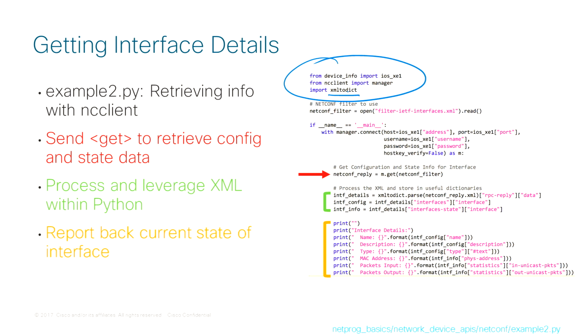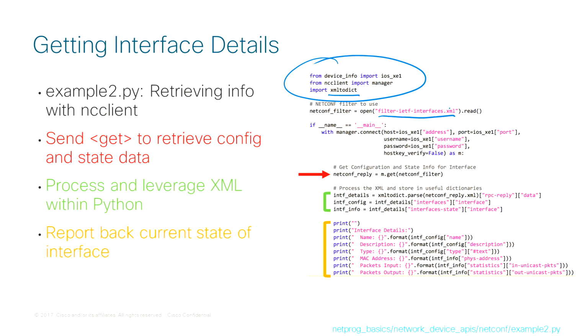Once that's in place, we're going to read in a particular filter. Now what we have to do when we work with NetConf is have the ability to filter down to specific data models that we're after. So we've stored that NetConf filter out here in an XML file that we can look at in just a moment.